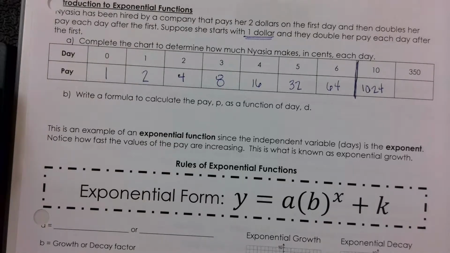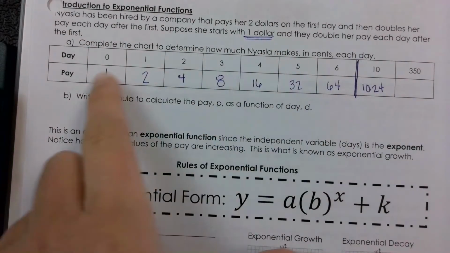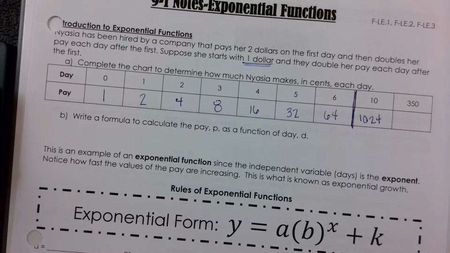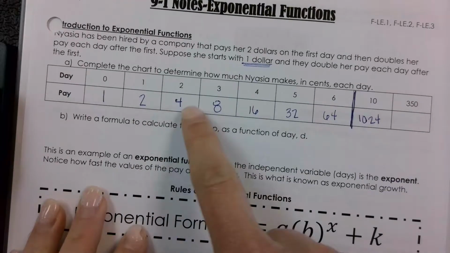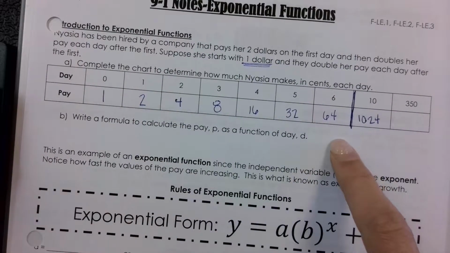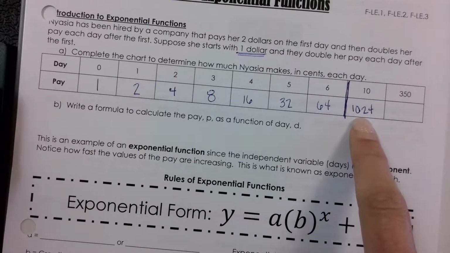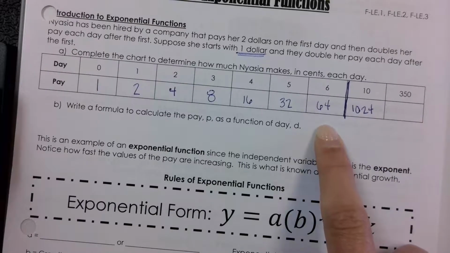So we got this girl, she's got a job. She's starting with $1. They're going to double her pay each time. So we filled in all our tables here. And what did we say we were doing each day to get to the next number? Doubling it, which means times 2. How did we find out how much she made on the 10th day? Times 2. We just kept multiplying until we got to the 10th day, right?